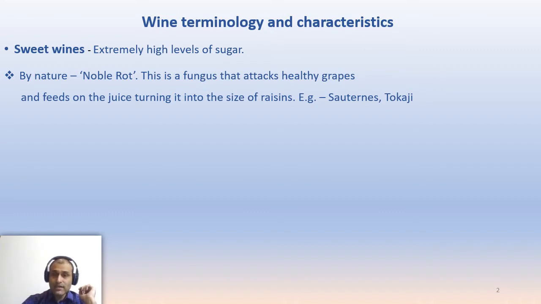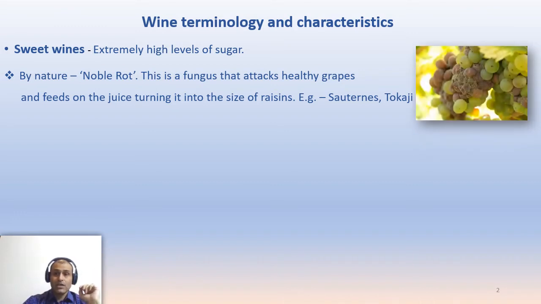So that's one way of making sweet wines. That's almost 100% natural. And there you go, that is a bunch which has been affected by noble rot. It looks disgusting, guys, I know that. It looks really bad, but these things produce the best sweet wines in the world, and they are extremely expensive as well.